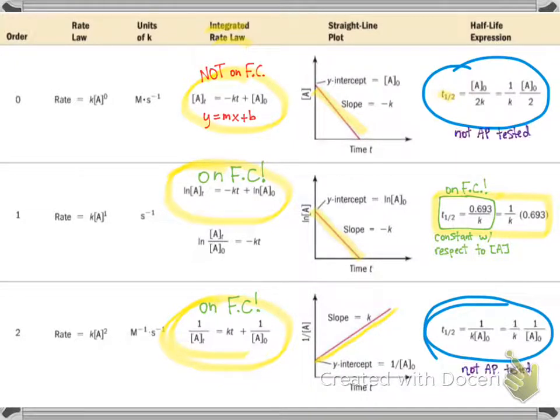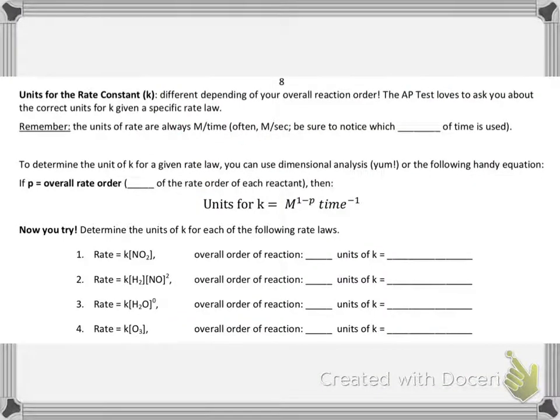Okay, now that we've got that beautiful summary of all that delicious information, let's look one more time at the units for the rate constant, because we're always going to have to know the units for the rate constant regardless of how we figure out what the rate order is. So, the units of rate never change. Rate is always molarity divided by time. It's often molarity per second, but it's not always. Make sure you notice which unit of time is being used.